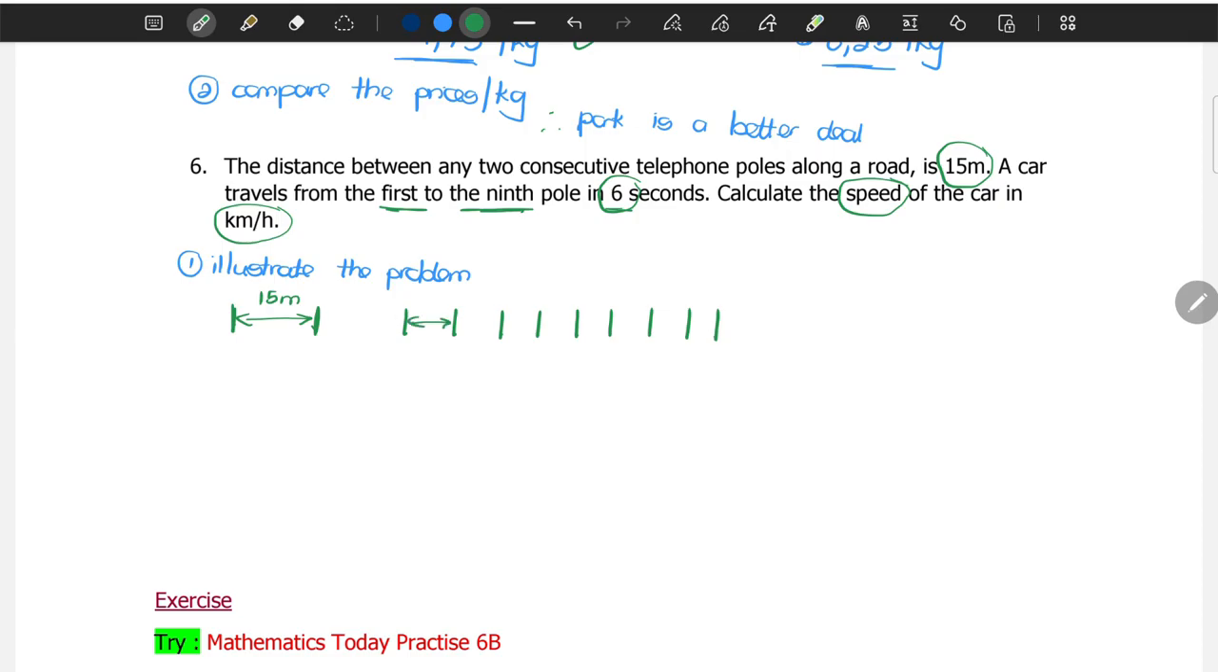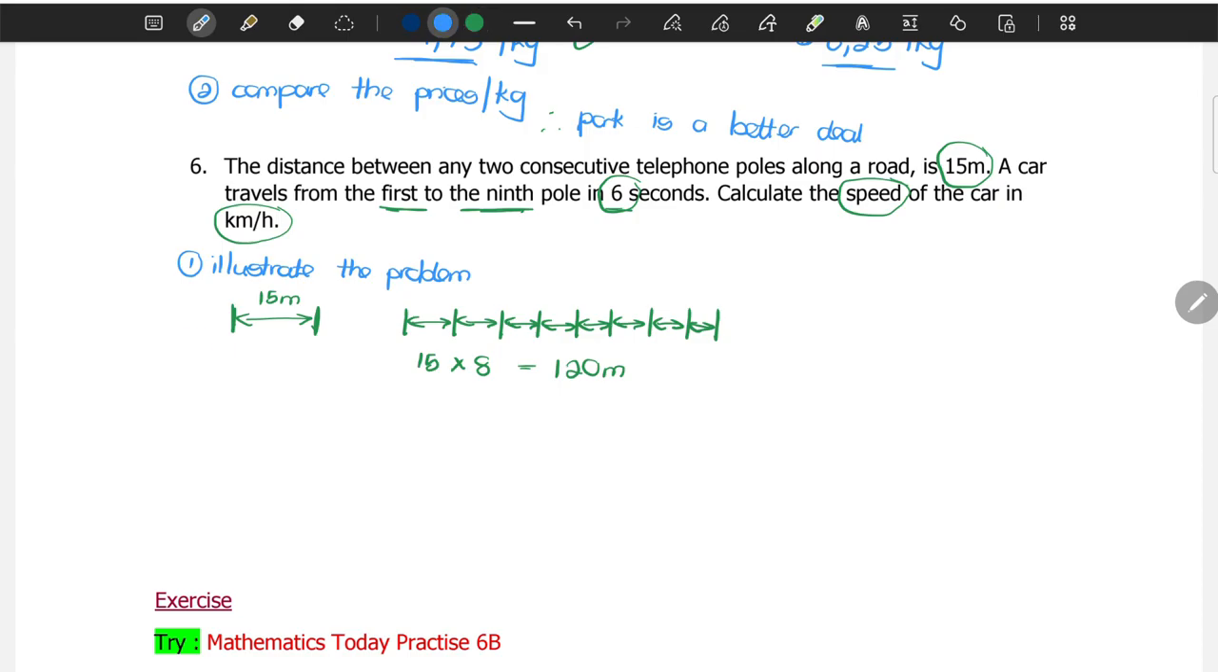Knowing that each of these is 15 meters, we're going to have 1, 2, 3, 4, 5, 6, 7, 8. So it's going to be 15 times 8, because we get 8 distances between 9 poles, which is going to be 120 meters, right?